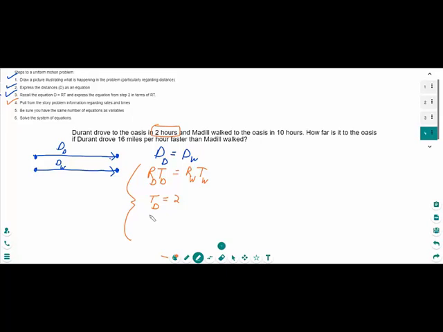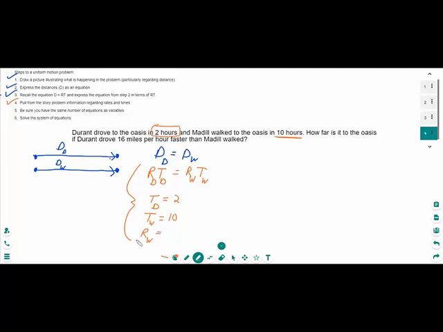Now we have, in 10 hours. So the time of the walking is equal to 10. Okay? And then, how far is it to the oasis if Durant drove 16 miles per hour faster than Medell walked? So if we think about Medell's walking speed, again, this is rates we're talking about now. So the rate of Medell's walking, R sub W, the rate of the walking speed.